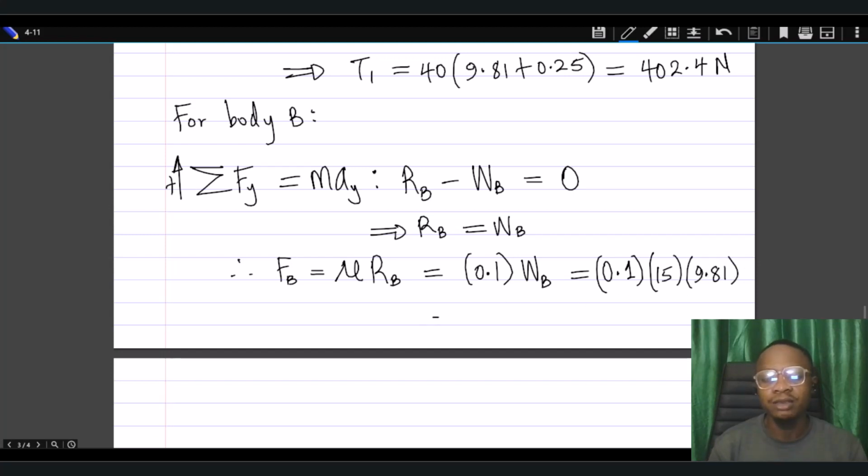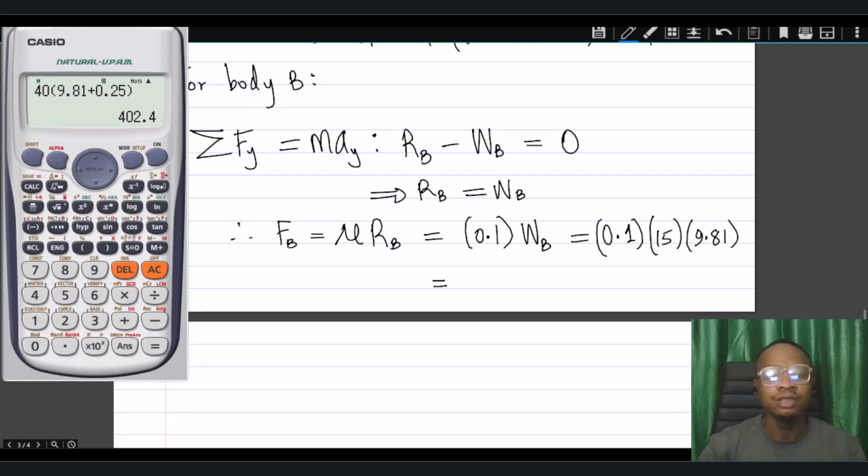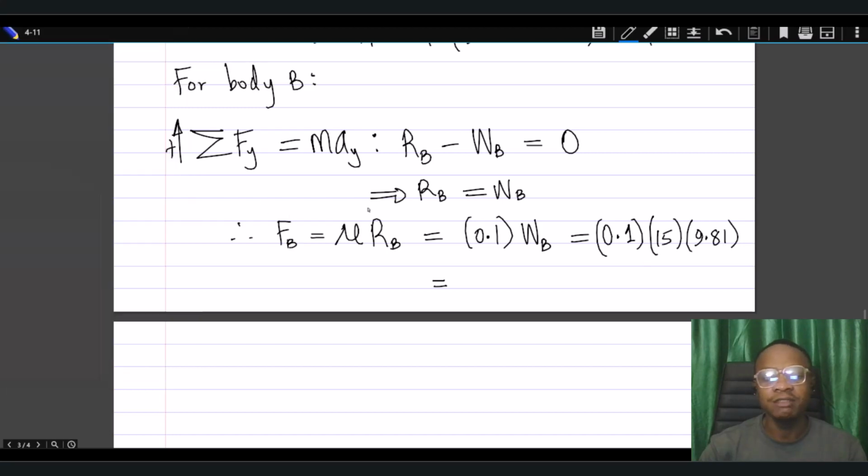So we can just obtain this and write it out before we proceed. This is going to be 0.1 multiplying 15, then multiplying 9.81. Yes, that gives us 14.715. So the frictional force there is 14.715. That is the frictional force on body B. Obviously not zero, so we keep that.